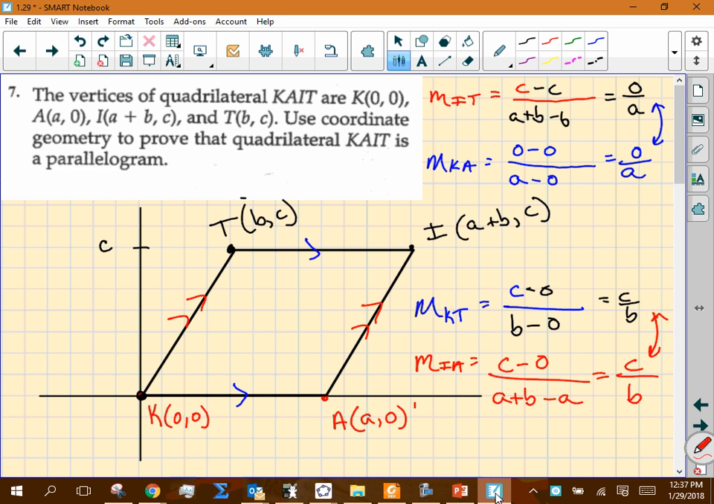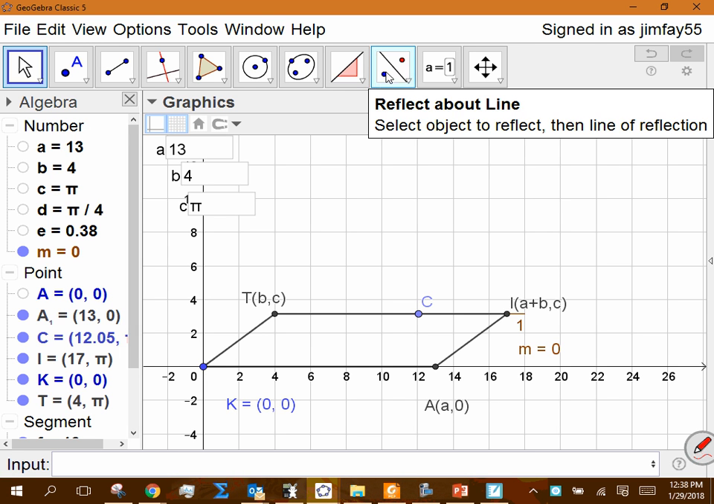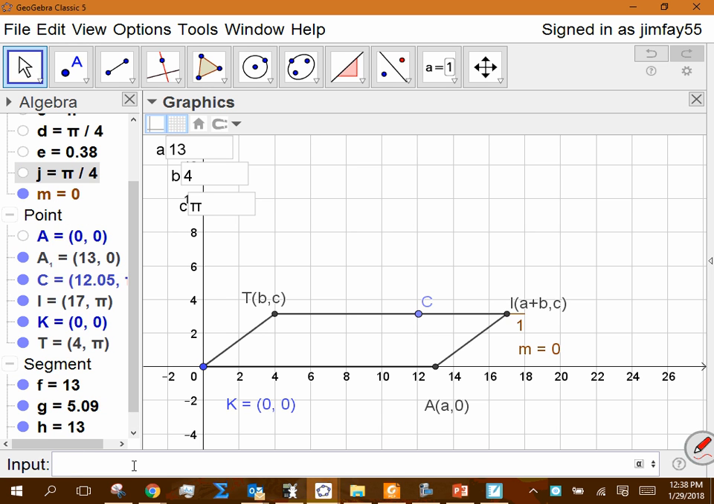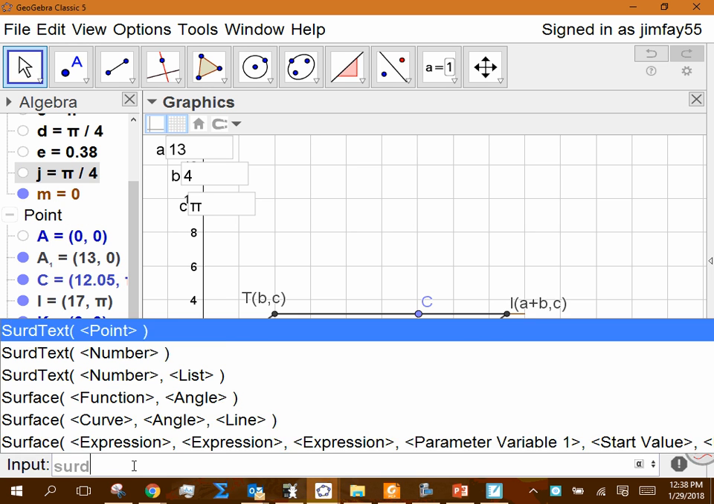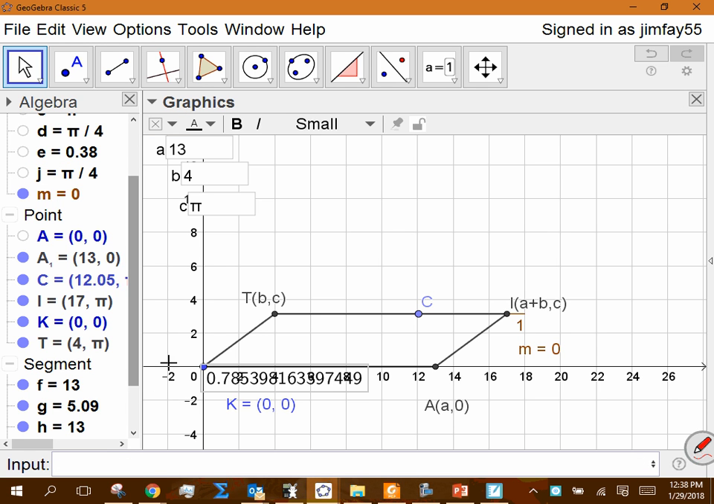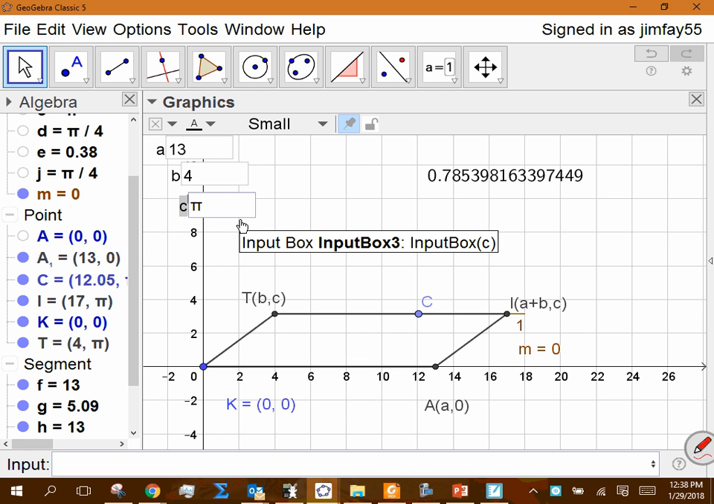Now, if I come over here to the GeoGebra that we've created, let's say I take C over B. C over B is equal to that number J. So I'm just going to write that, and it puts that number right here. So that's the slope of that segment.